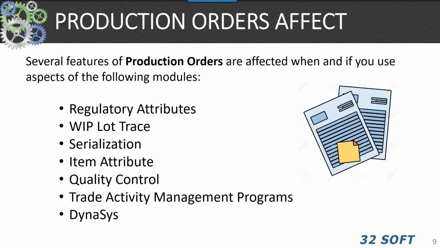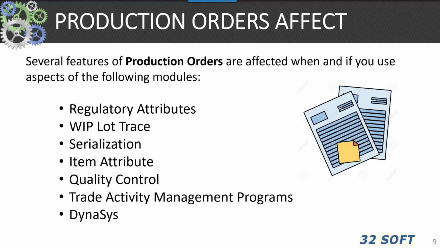Production orders pretty much affect everything you do in your manufacturing and operations organization, and at least some features of production orders are going to be affected by whether you use regulatory affairs, WIP lot trace, serialization, item attributes, and so on. You should look at all these functions before starting production orders, as you may want to change some of your process configurations.